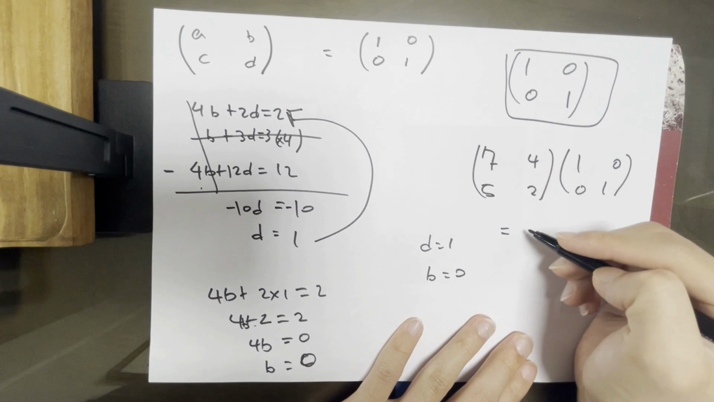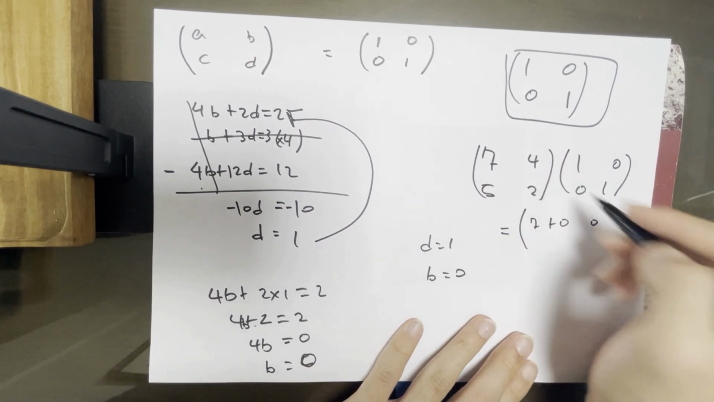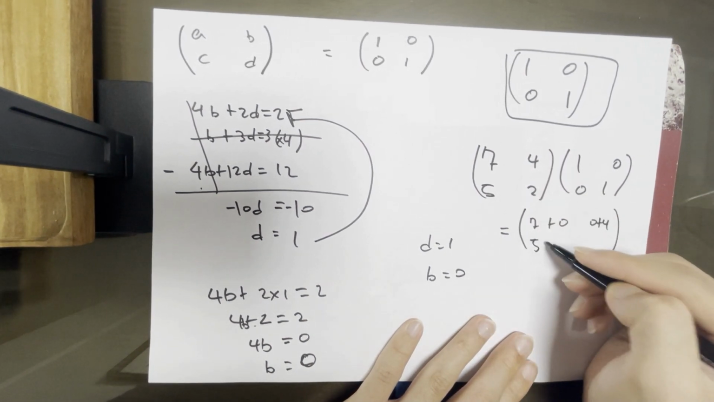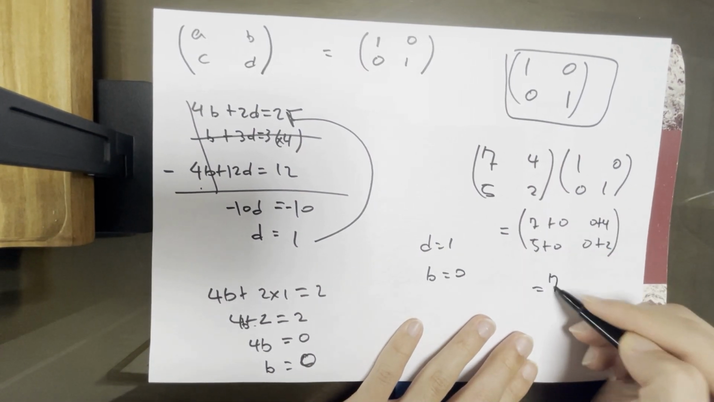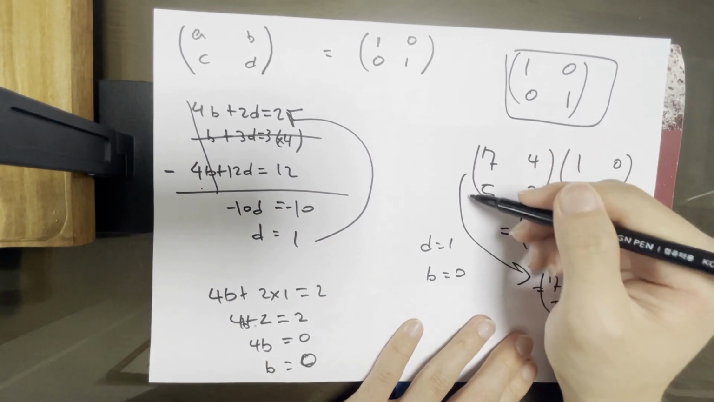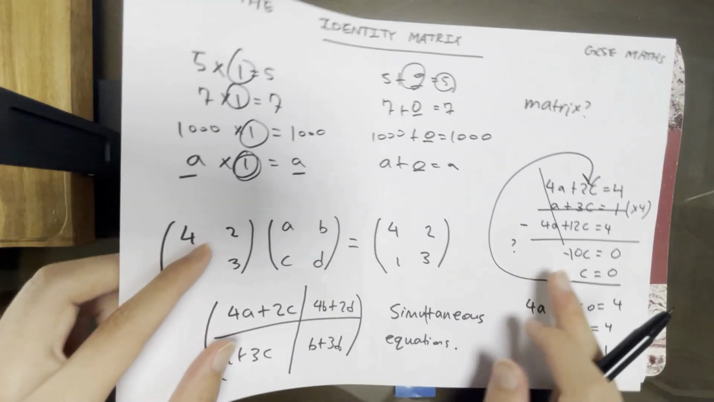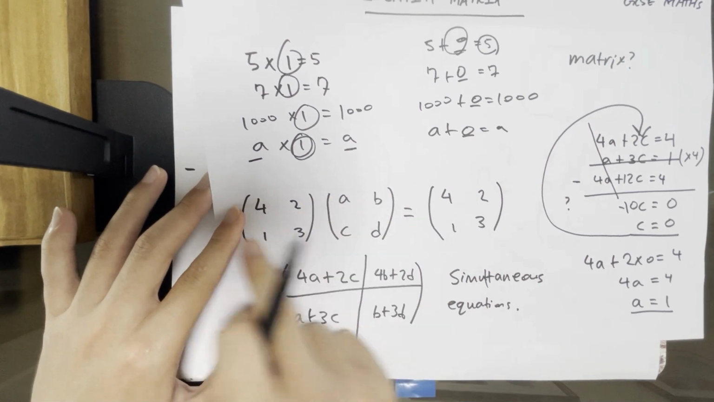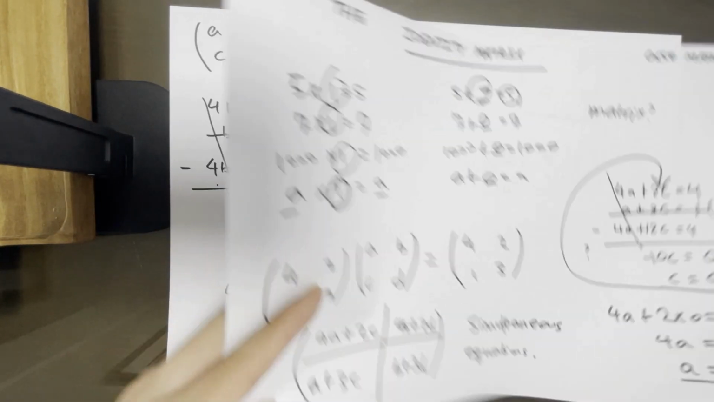5 times 7 times 1 gives us 7, plus 4 times 0 gives us 0, 7 times 0 is 0, 4 times 1 is 4, 5 times 1 is 5, 2 times 0 is 0, 5 times 0 is 0, 2 times 1 is 2. Simplify, 7, 4, 5, 2. Same matrix, right? Now, you know that method that we just used with 4, 2, 1, 3 multiplied by ABCD? It doesn't matter what matrix this is. Any matrix works. You can just multiply whatever matrix by ABCD to calculate the identity matrix.